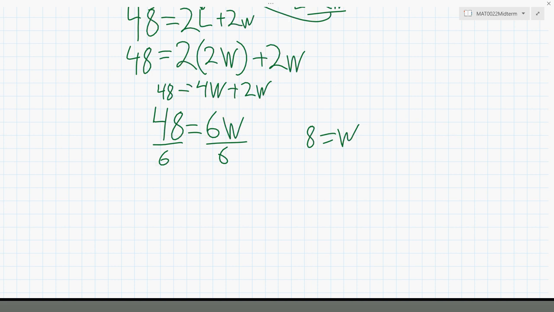Okay, I jumped there because I knew it, because 6 times 8 is 48, it's a rhyme. But am I done? No. I got the answer, but the question says find the length. Oh, the length. So how are we going to find the length?